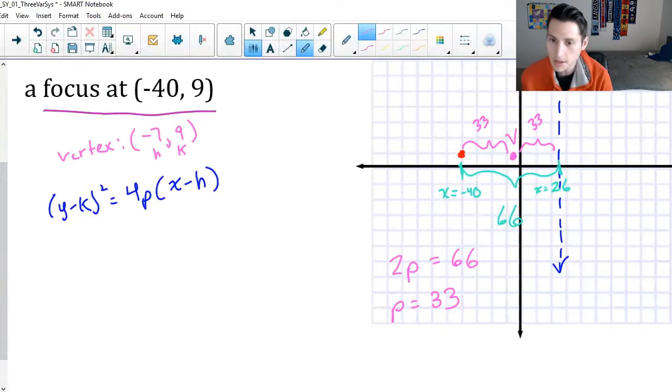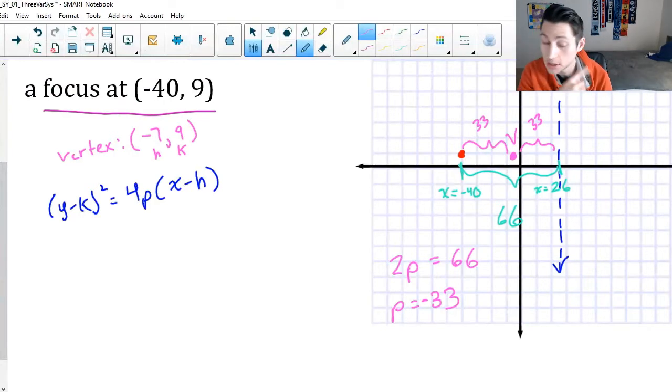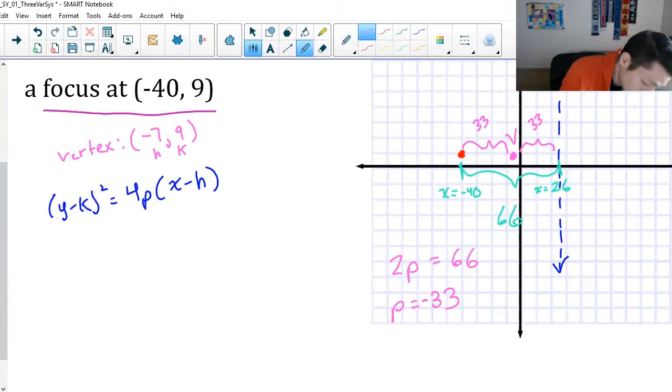Now the other thing about lowercase p is, again, I'm remembering that this is opening to the left. So actually that should be negative 33. We determine the negative after the fact. If it were opening to the right, we would leave it as positive. But since it's supposed to open to the left, we need to make it negative. So let's plug in all of our values.